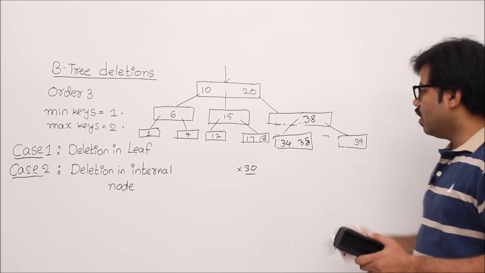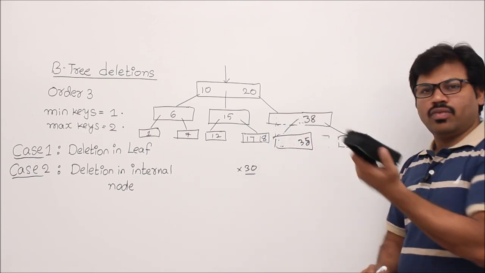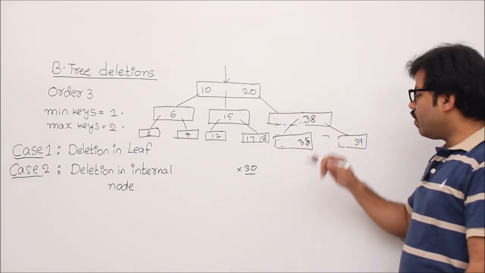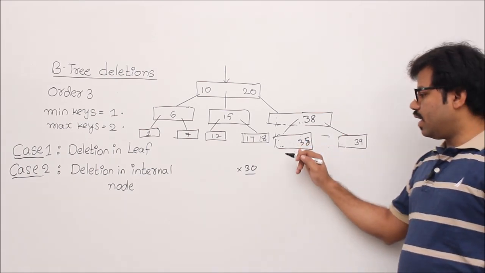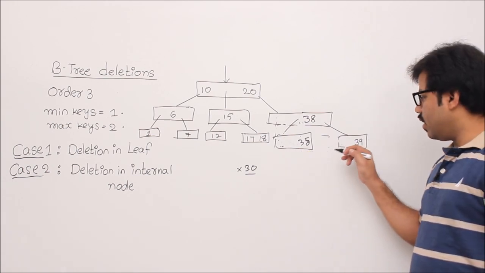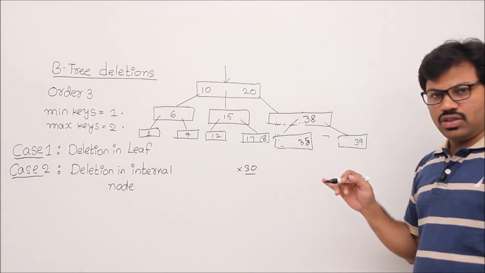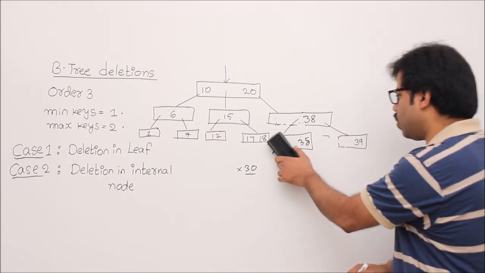Let's do it again. So delete 34. When you delete 34, no problem. It has sufficient keys. Now delete 35. If you delete 35, there is a problem: it doesn't have sufficient keys after deletion, and then we can't go for borrowing because even this sibling is also having minimum keys. So the only strategy is simply merging. Now this is the time to merge.